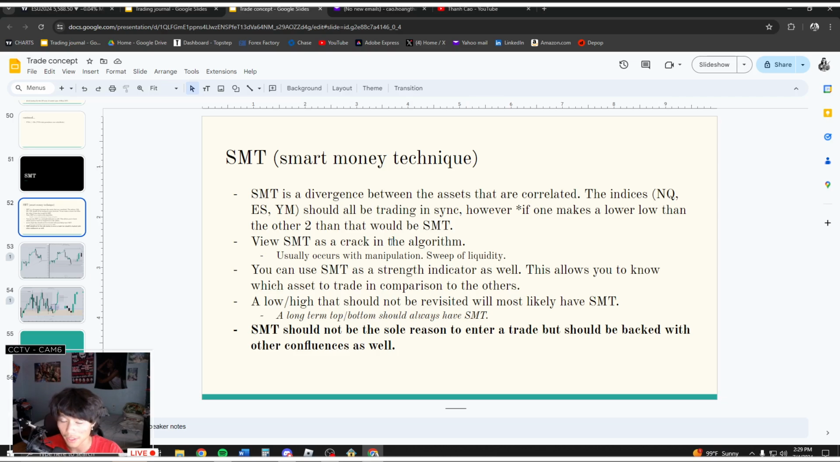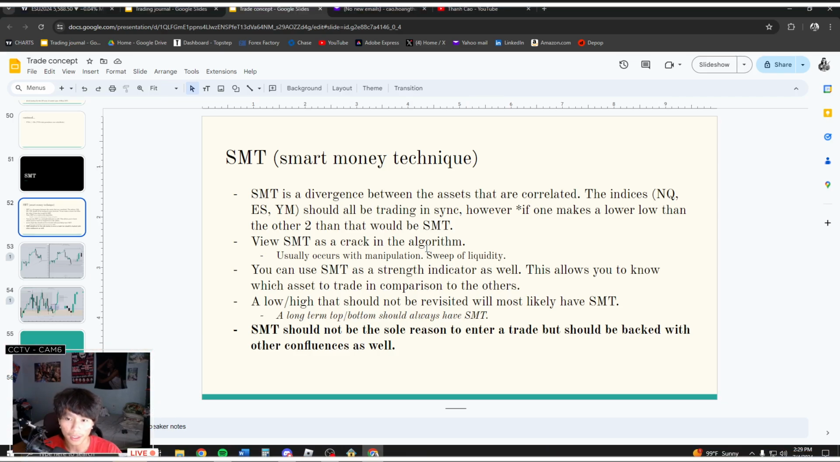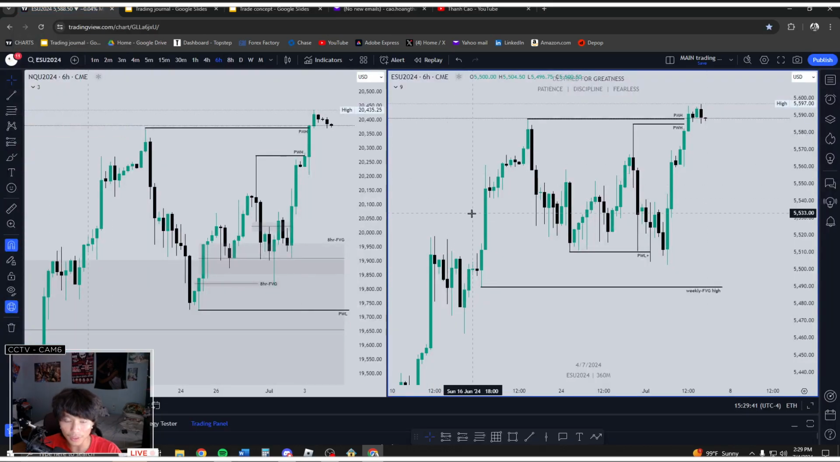Like I said, if ES, NQ, and YM are all three going higher, right? If all three are going higher, there's no manipulation occurring. But if one of them were to make a lower low compared to the other two, so what I mean by this is, I'll take this in an example. So follow my mouse here.